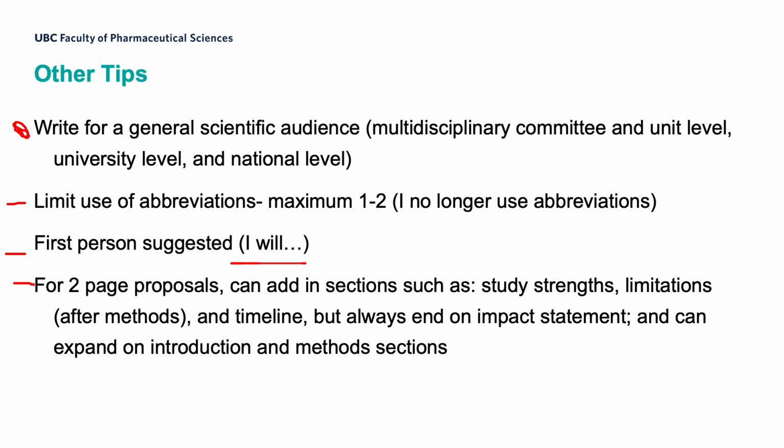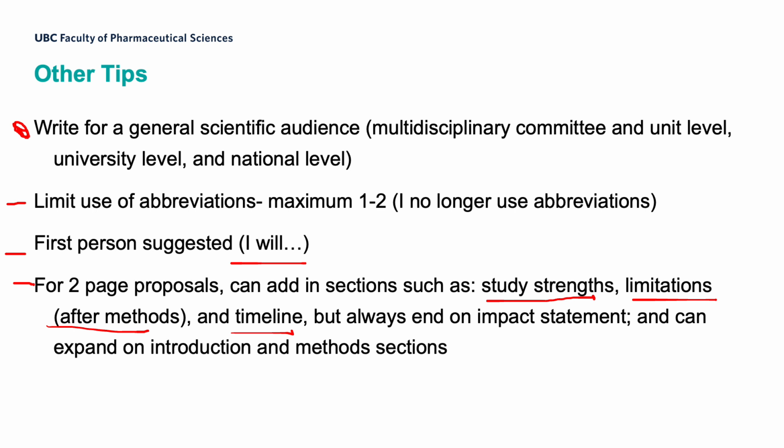And then lastly, I've talked mainly about the focus on the 1-page research proposal and its sections. If you are writing a 2-page research proposal, you can add other sections because you have the space for it. You can add a section on study strengths and study limitations. I typically put study strengths and limitations after the methods. You can put them in one combined section or separate.